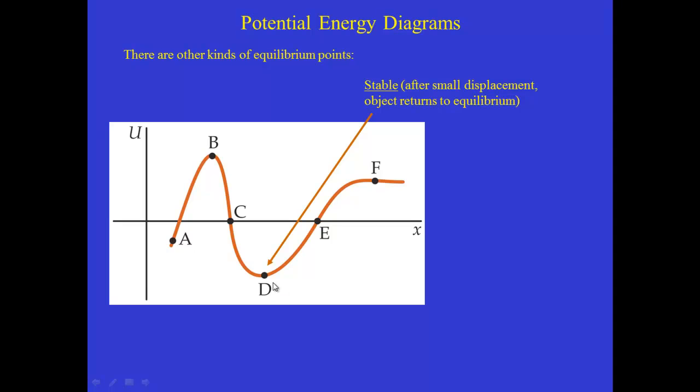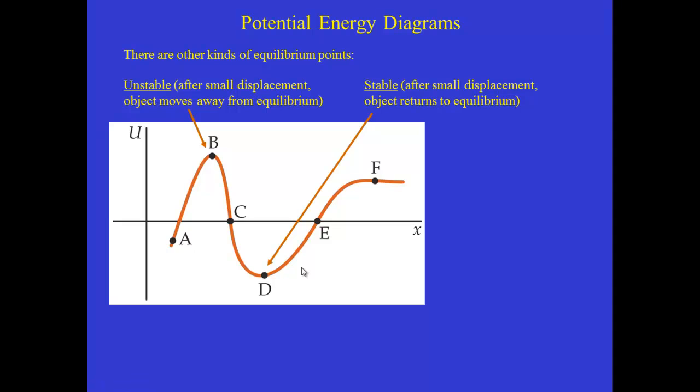So the simplest one is, of course, at point D, which is down in the bottom of the potential energy curve. Once again, the slope there is 0, so it's equilibrium. And if you push it to the right, the force is in the negative direction. If you move it to the left, the force is in the positive direction, which makes D a stable equilibrium point. But now let's look at B.